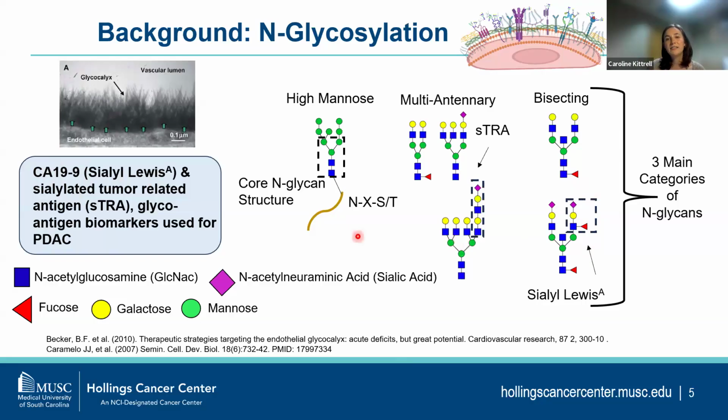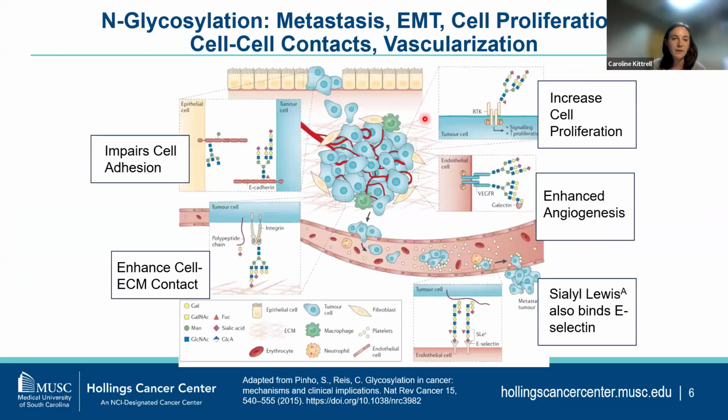To get more specific into N-glycan structure, N-glycans are these oligosaccharide chains that are attached to proteins via an asparagine residue, and they're one of the most common post-translational modifications. Over 80% of proteins have them, and there are three classes: the high mannose, multi-antennary, and bisecting N-glycans that make up the glyco world. So I've talked a little bit about how glycans can be used as biomarkers for serum assays, but what about their functional importance?